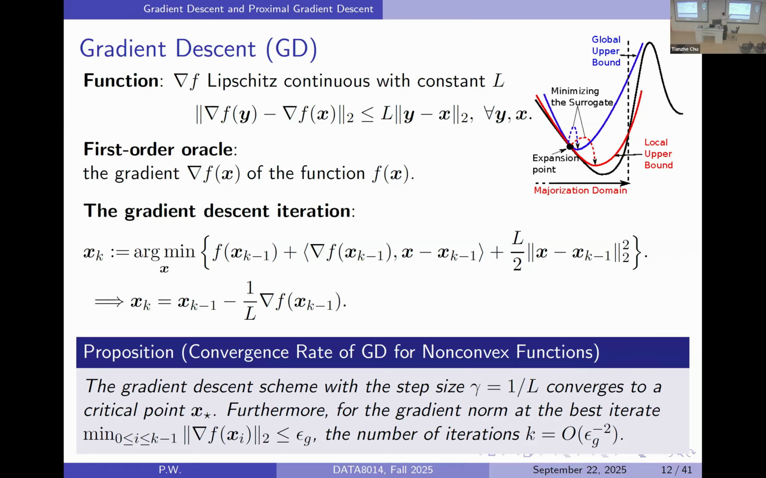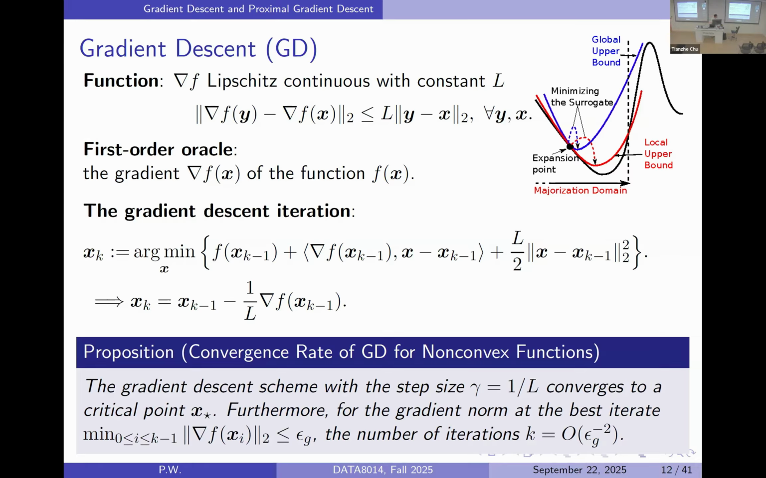Take the gradient with respect to x. Then we can first get the gradient of L times x minus, and then you can get the next iterate x_k related to this one.